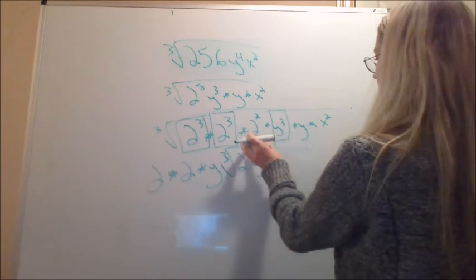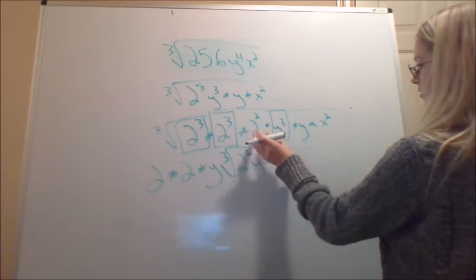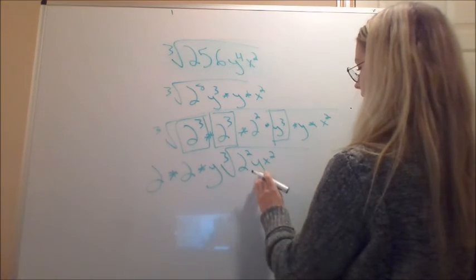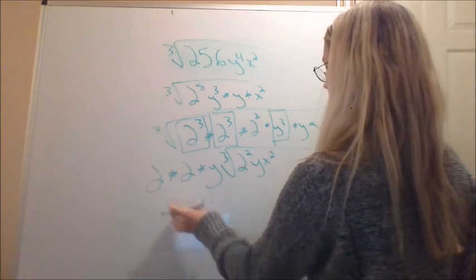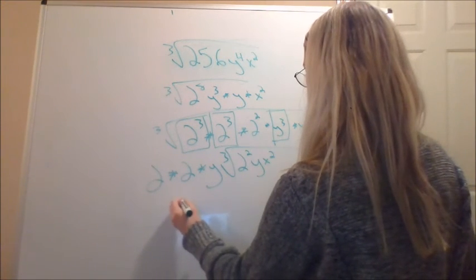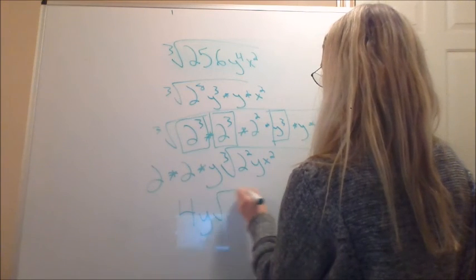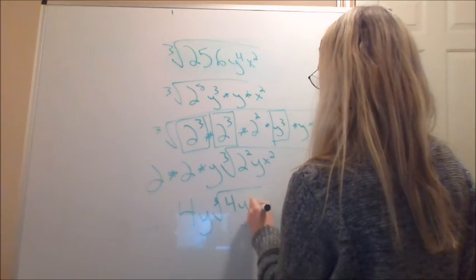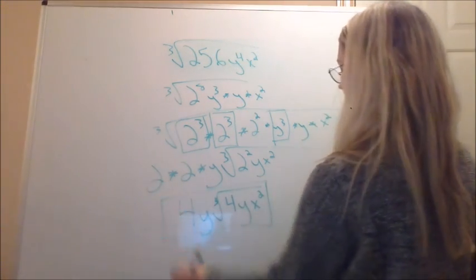So basically everything that we have left over that we can't group up to get 3 of. So now we know 2 squared is 4, and 2 times 2 is also 4, so we know that our final answer is 4y times the cubic root of 4y x squared. And so that is our final answer.